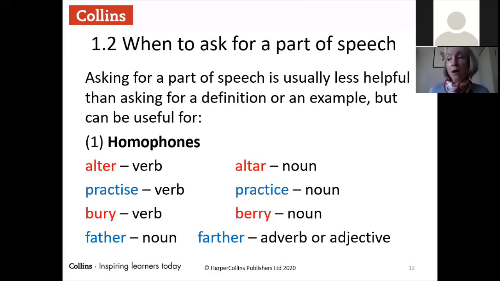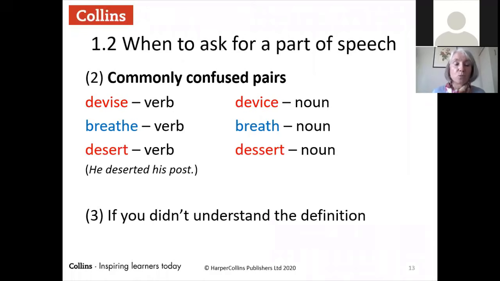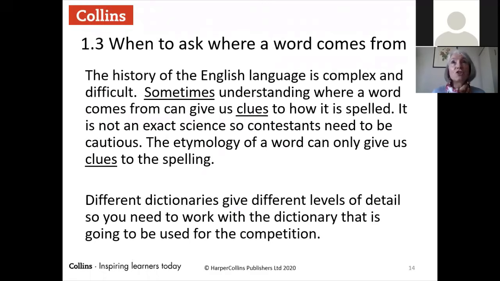Now, I'm often asked about how does asking where a word comes from, sorry, just one more thing. Commonly confused pairs, the part of speech can be helpful too. Right. So I'm often asked, how does asking where the word comes from help with the spelling? And it's very tricky. The history of English is long and complex and difficult. And sometimes understanding where a word comes from can give us a clue to how it is spelled.